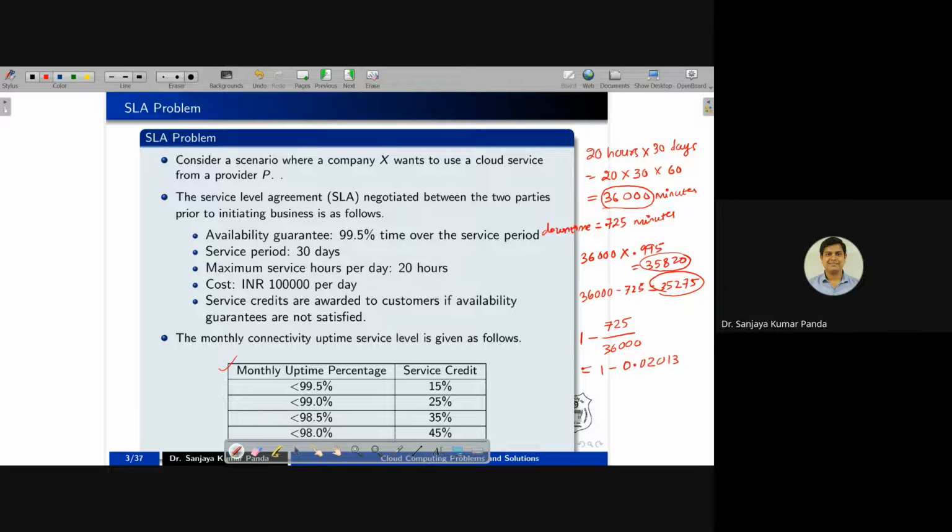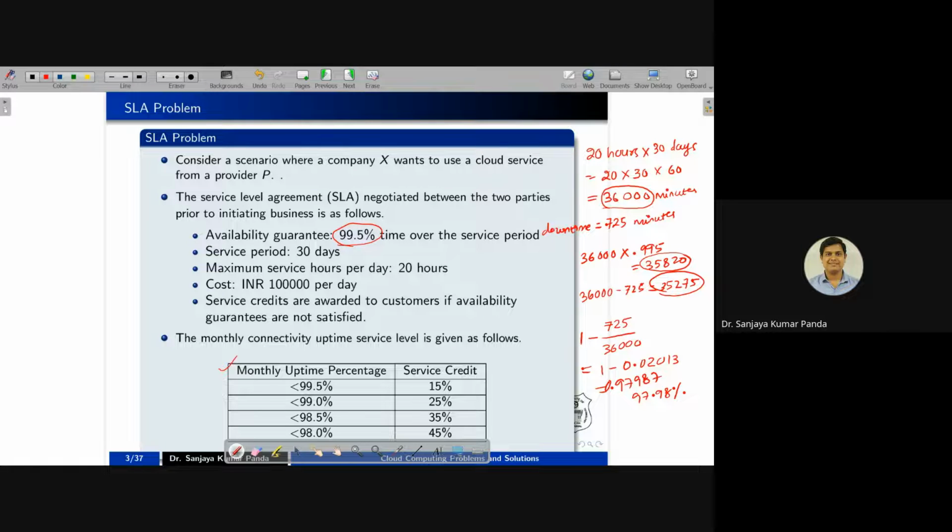So if you subtract it from 1, how much will you get? Yes, Gopinath sir mentioned it: you are getting 0.97987. So it is 97.98%. So obviously you will get a value below 99.5%.